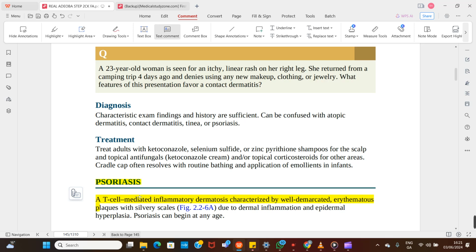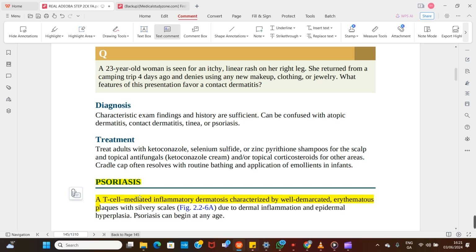right? So for the scalp. But if it's anything beyond the scalp, commonly the face, you can apply your topical antifungal agent like your ketoconazole cream or topical corticosteroid for those areas. If it occurs in the scalp in babies, like cradle cap, you can just do your routine bathing and application of emollient. It's going to cure it. Just bathe that area very well, apply the emollient. It's going to treat it.